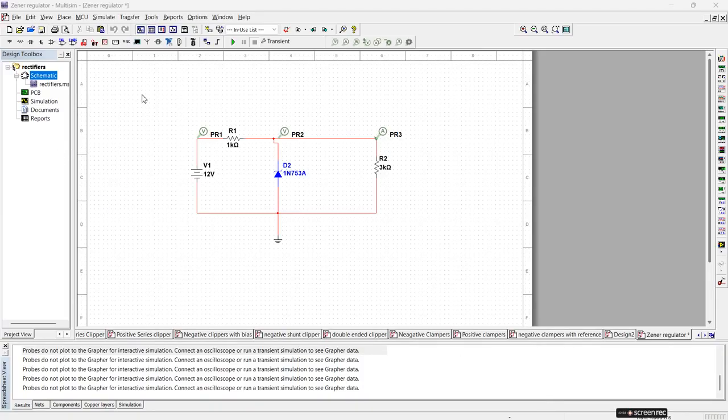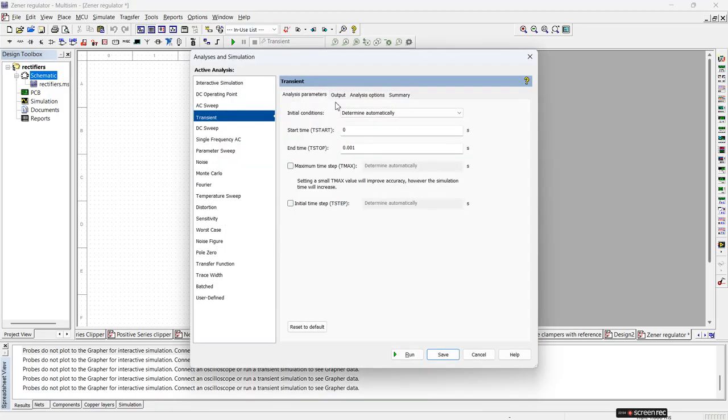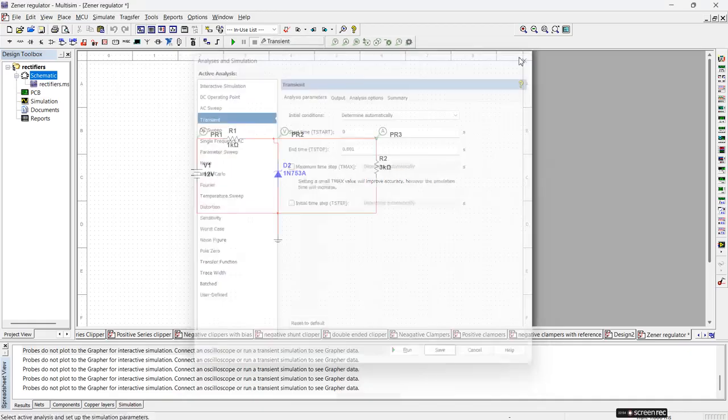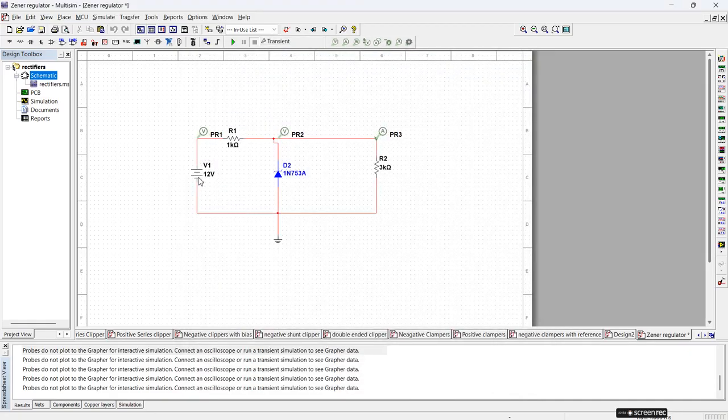Yes, so this is the circuit. This circuit is used for demonstration purposes of the Zener diode, the 1N7534. First I will change that. Once again, the implementation of the circuit: go to place the components.